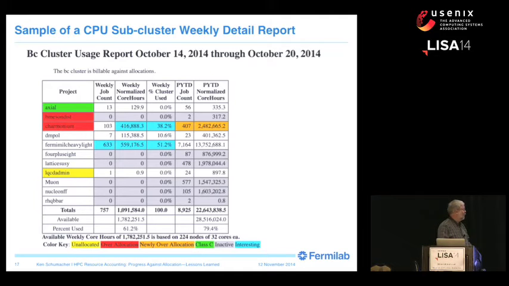So this is the part of the report for just one cluster, in this case the B sub C cluster. It's a week's worth of data. The week always starts on a Tuesday and ends on a Monday.